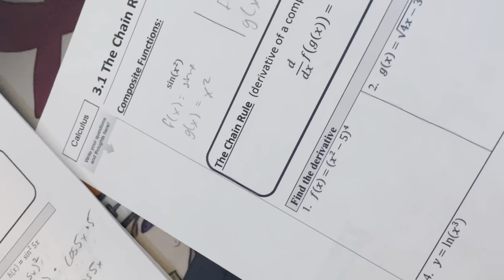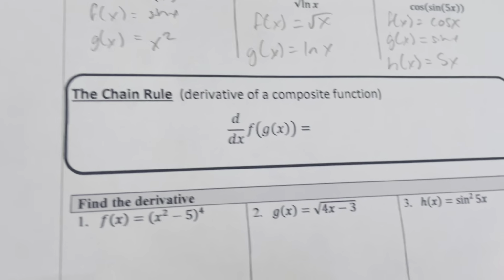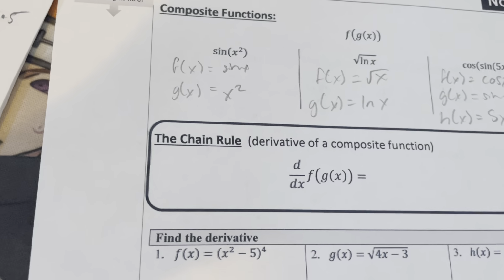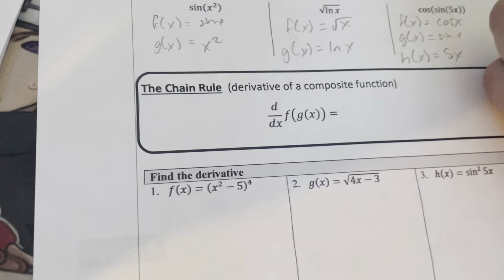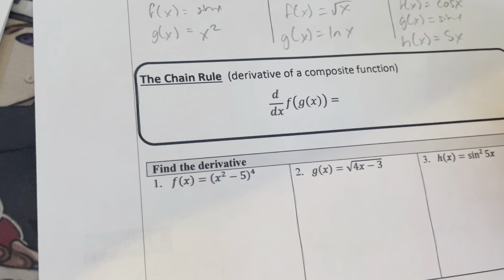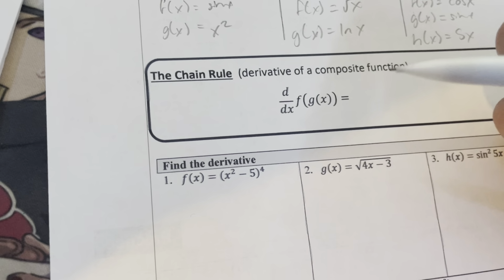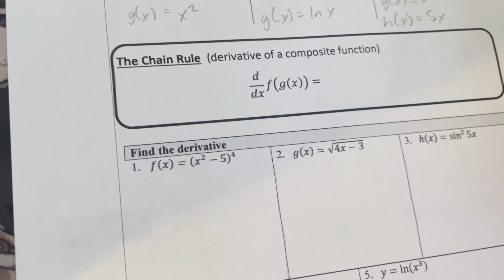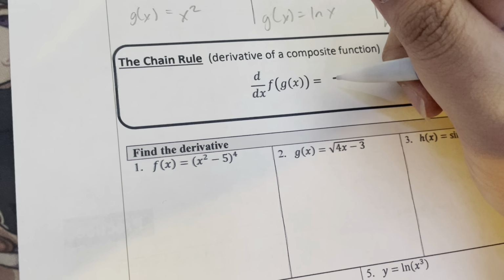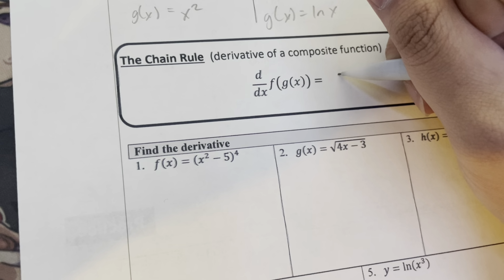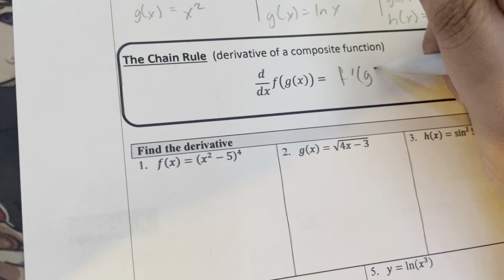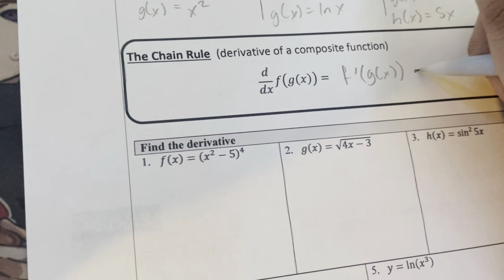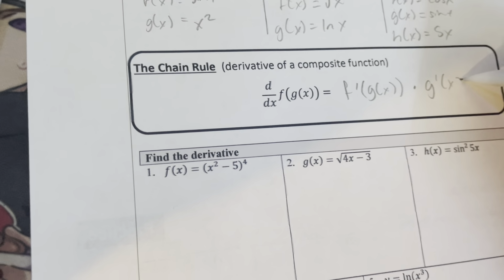Now the chain rule. The derivative of a composite function, which is the chain rule: the derivative of the composite function f of g of x is f prime of g of x multiplied by g prime of x.